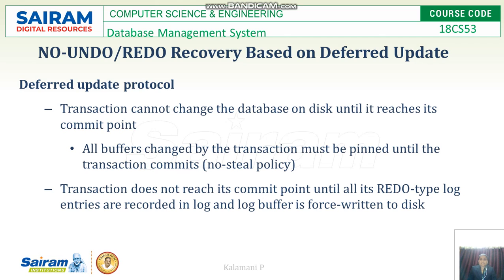So buffer space is an issue for longer transactions. The transaction cannot change the database on disk until it reaches the commit point. That is a deferred update. So all buffers changed by the transaction must be pinned. Pinned means that once the buffer is pinned, it can't flush the data into disk until the transaction commits. Once the transaction commits, then the buffer is unpinned and it will flush the data into disk.